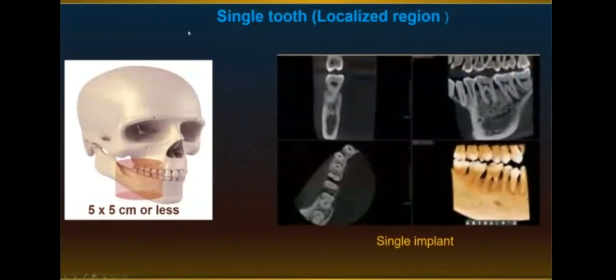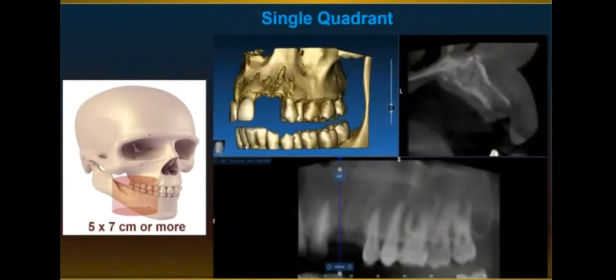We have here the field of view made for a single tooth, commercially called endo mode. This is 5 by 5 centimeters or less, and it allows us to see only a single implant or a maximum of 2 adjacent implants. So if you have only one implant, this can be enough. Then you can scan half of a jaw, which is a single quadrant. This dimension is like 5 by 7 centimeters or more.